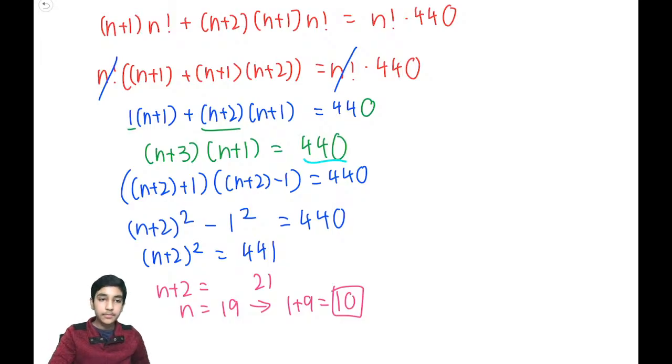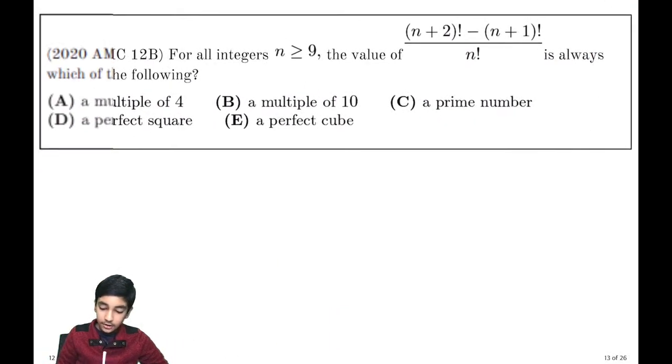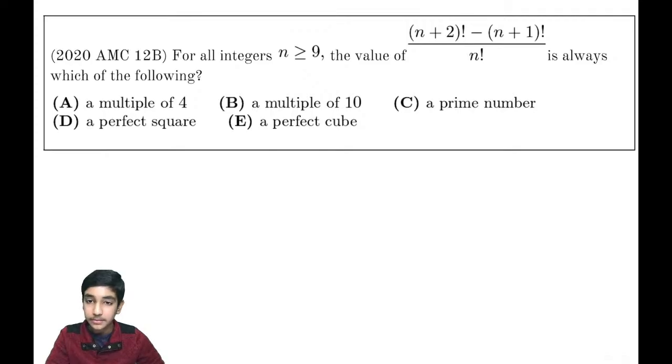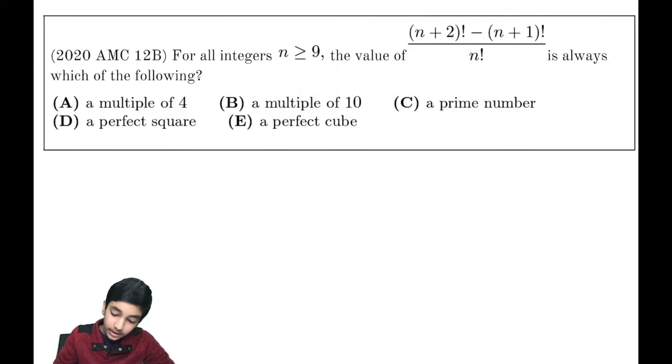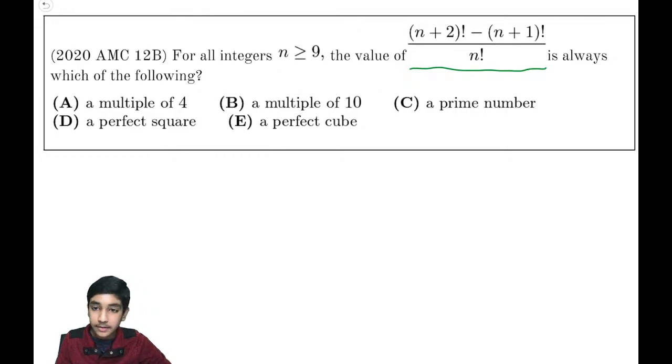Okay, now let's continue. Here's another factorial problem you can try on your own for some time. Let me just quickly explain the problem. We have this expression, and we want to find out which of the following it is. And we have these 5 option choices you can see here.